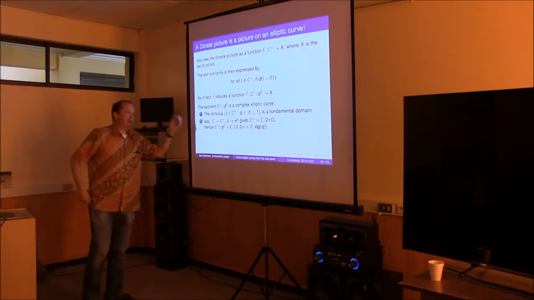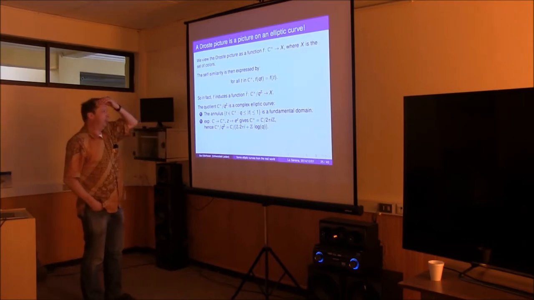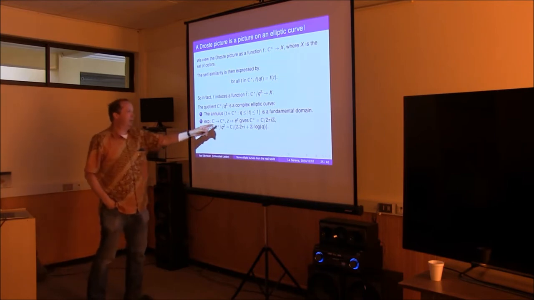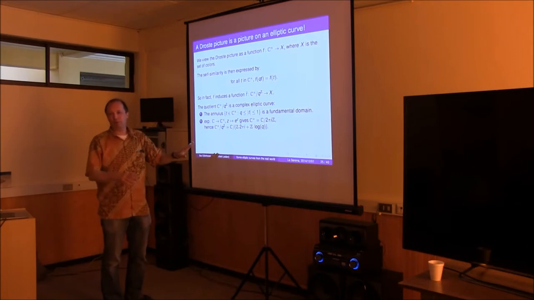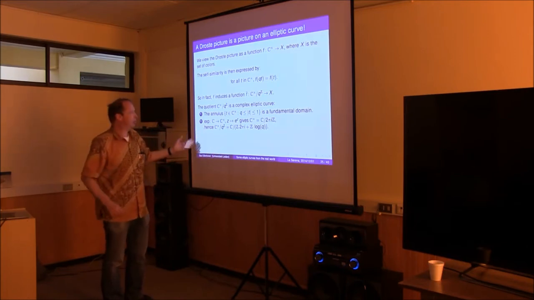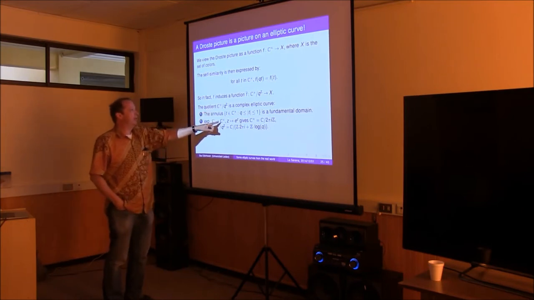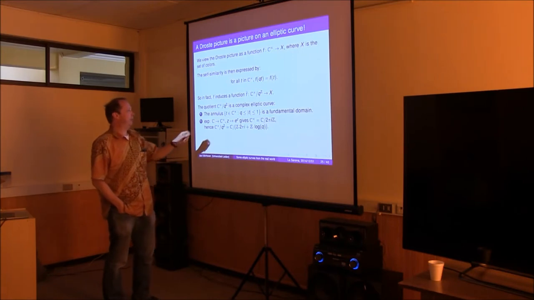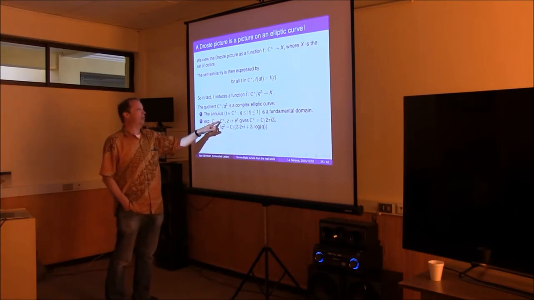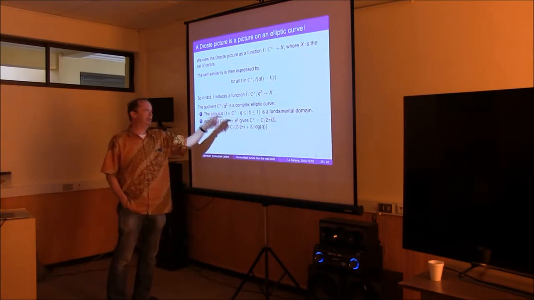You can also say, well, we know that an elliptic curve is the complex numbers modulo a lattice. And we can also cook up this lattice, because C star is the image of the exponential map. We have the map from the complex numbers to the non-zero complex numbers, Z goes to e to the Z.